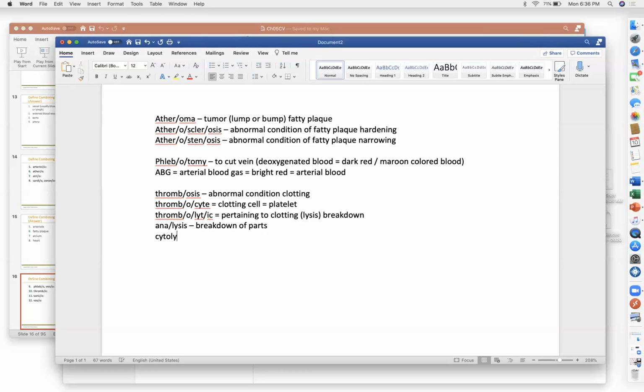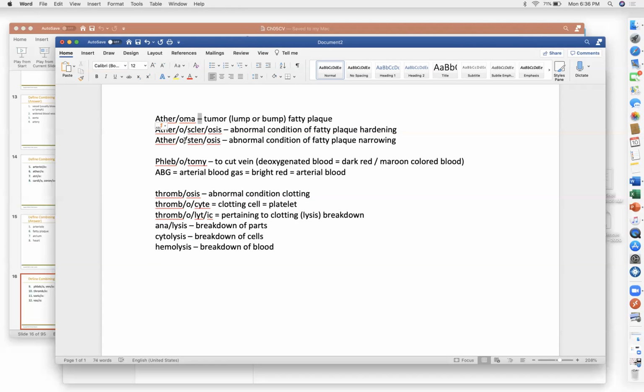Cytolysis, breakdown of cells. Do you see how you can mix and match everything, right? Hemolysis, I didn't teach you blood yet, breakdown of blood. So there's a whole bunch of things that can break down, whether naturally or unnaturally. And now that you know lysis, now you know breakdown of everything. Now do you know thromb? Now you know clotting everything. Now you know phleb, right? So if my patient gets phlebitis, they get inflammation or infection of my vein, right?